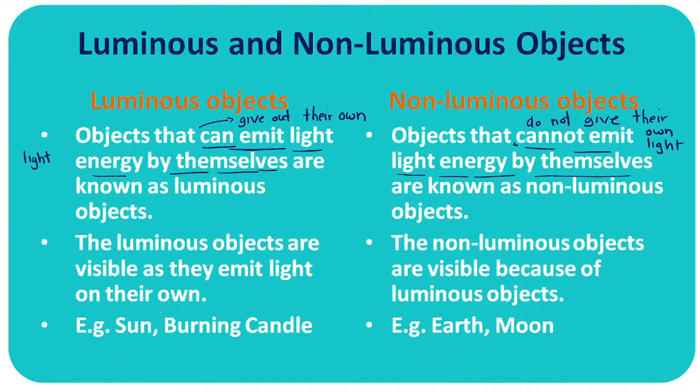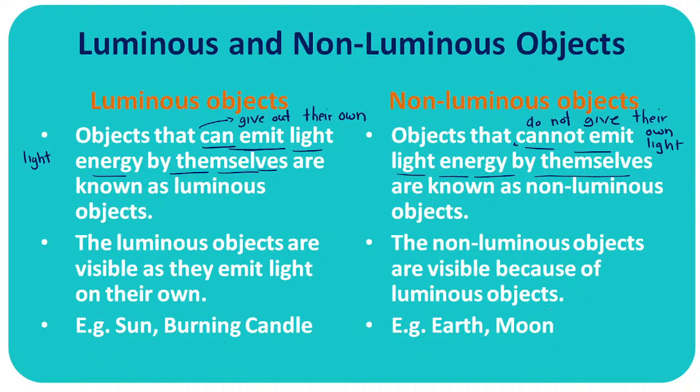Non-luminous objects are not visible. For example, suppose there is a chair in a room. The chair is not visible in the dark room. But if you turn on the bulb in that room, what will happen? The bulb is going to act as an artificial source of light, which will make the things visible. And then only you will be able to see that chair which is kept in the room. So non-luminous objects are visible because of some other luminous object.